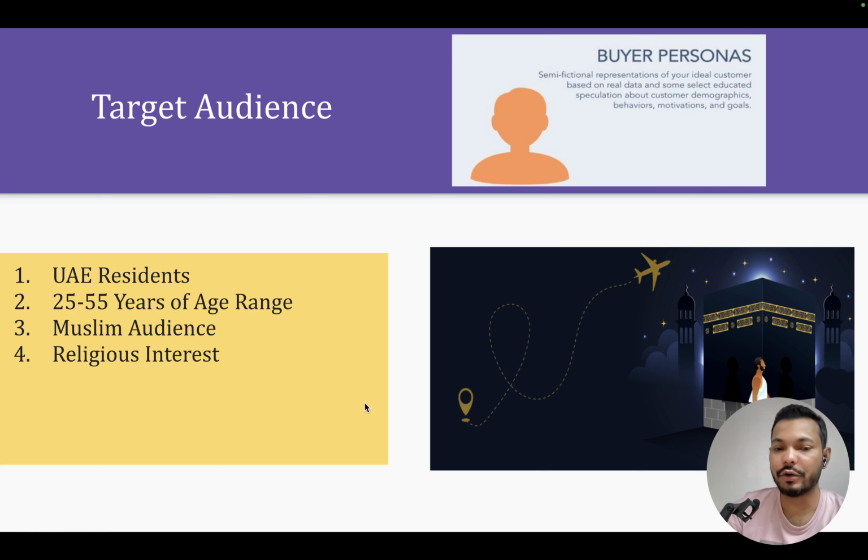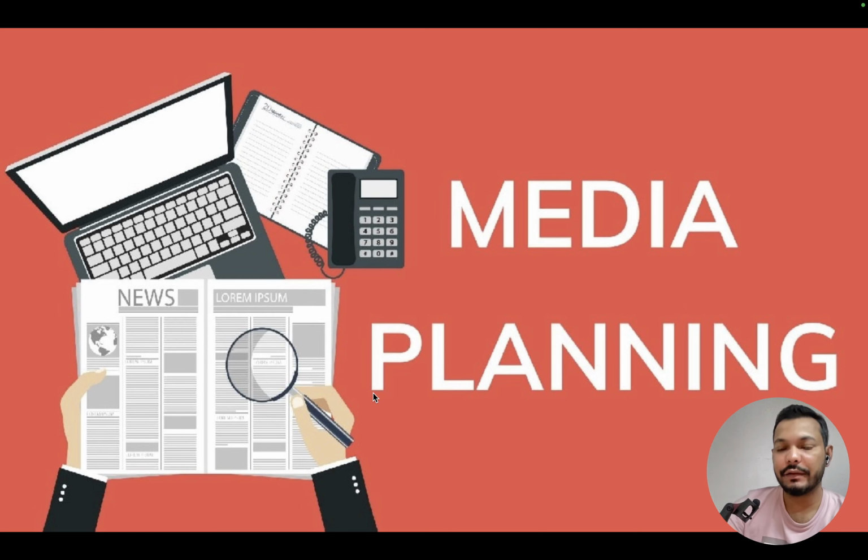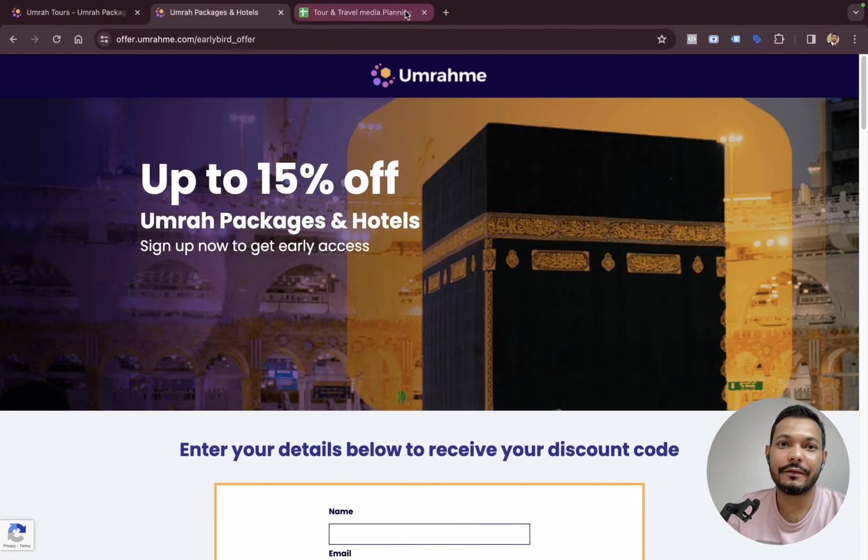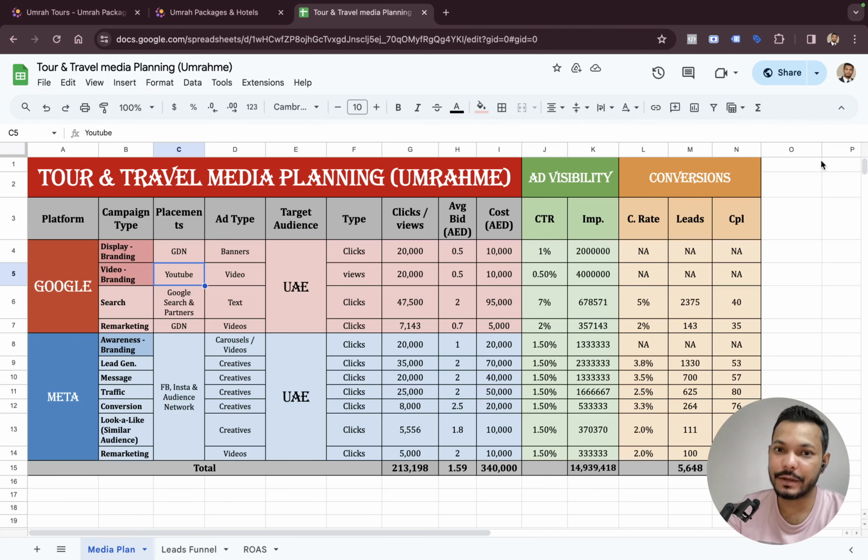Now, once we have the target audience defined, then we can simply get into the media planning. When it comes to media planning, we have to create a plan on the Excel sheet. And this plan has to contain the available platforms. So here we are going to start with Google and Meta, the type of campaigns in both of these platforms, the placements, ad types, target audience, clicks, ad impressions, and conversion. So you'll be finding a lot of numbers available in the media plan.